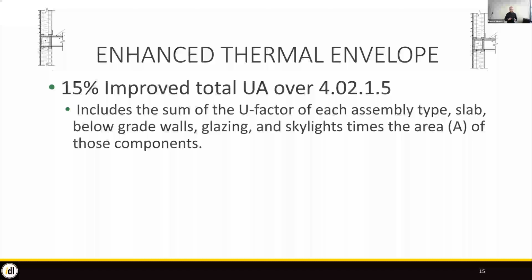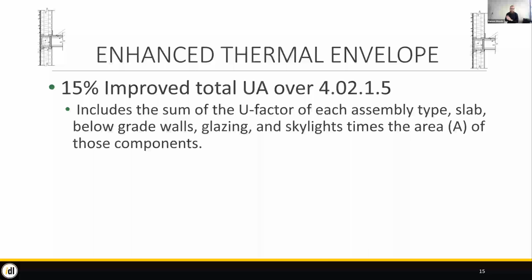So you're looking at the sum of the U factors times the area of the slab, the below grade walls, glazing, and skylights. And you look at that total number for your building that's meeting minimum code. And then if you run your COMcheck and find out that your UA is lower than that by 15%, then great. You can meet this efficiency credit. It should also be conveyed to the engineers, though, so that we don't oversize our heating and cooling equipment.